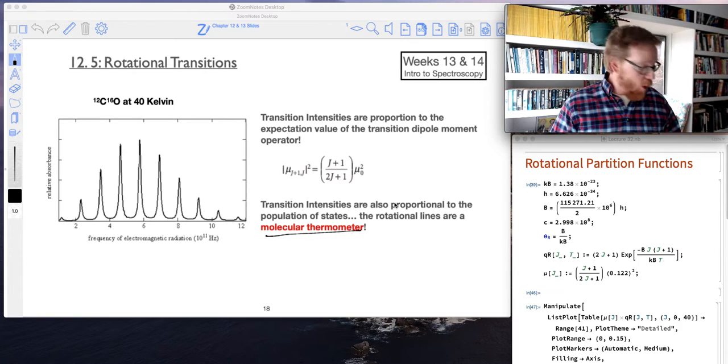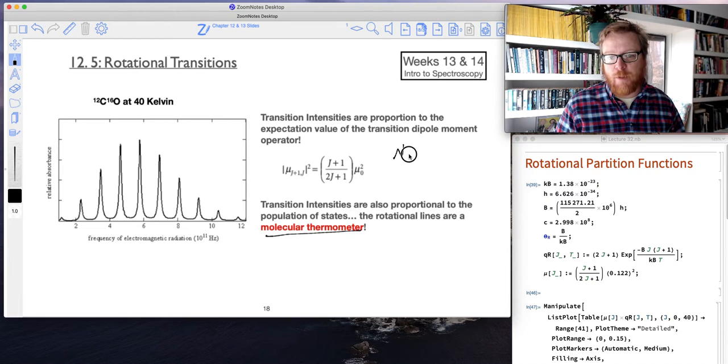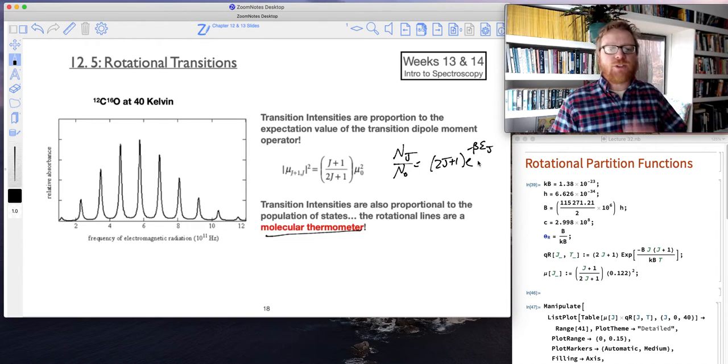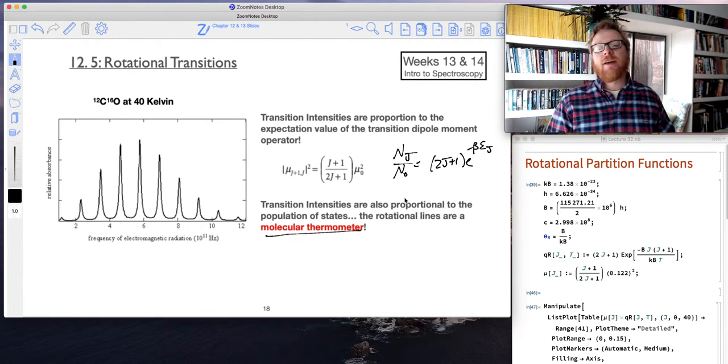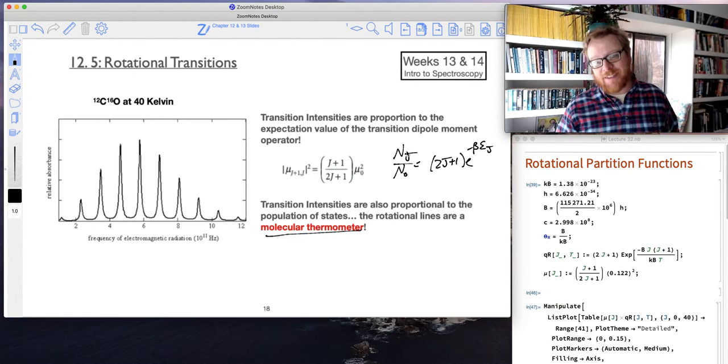So recall in the Boltzmann distribution, the number of molecules in state J divided by the total number of molecules, for the rotations, is going to go 2J plus 1 for the degeneracy, of course, times e to the negative beta times the energy of a rotation, J, okay? And so when we think about it, why this is a molecular thermometer is because the number of molecules in state J will be a function of temperature.